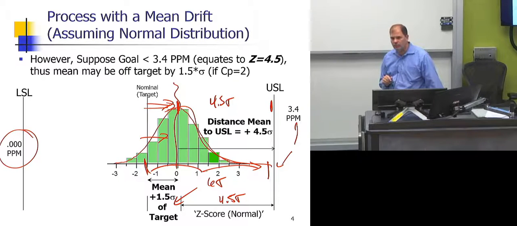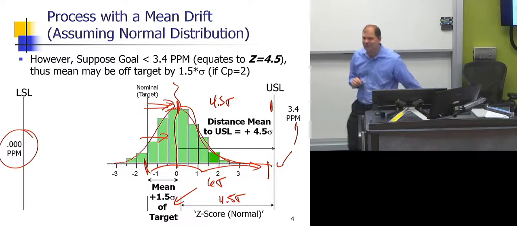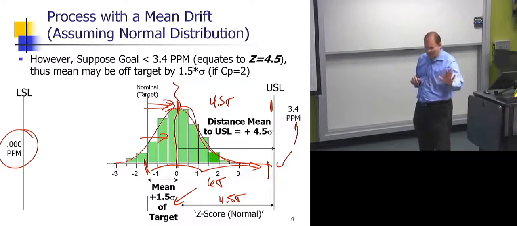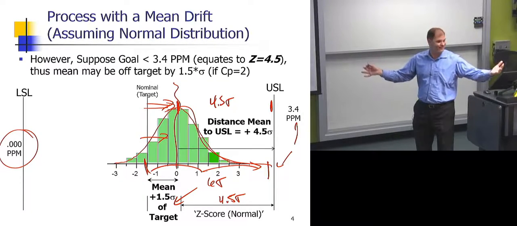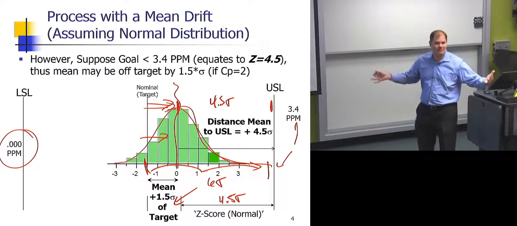How did he come up with 1.5 sigma? No one really knows. Mystery. I have my own theory of that, but he basically said, my experience says so, right? And people said, all right, sounds good.